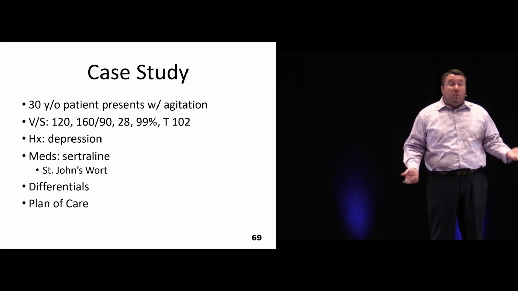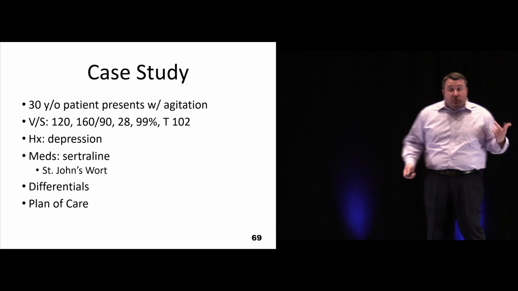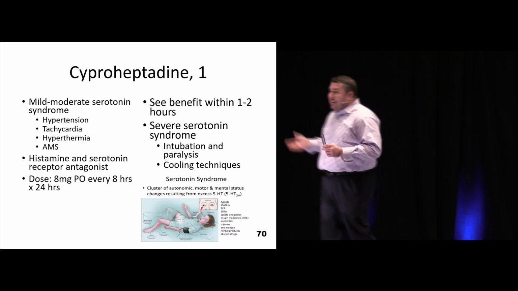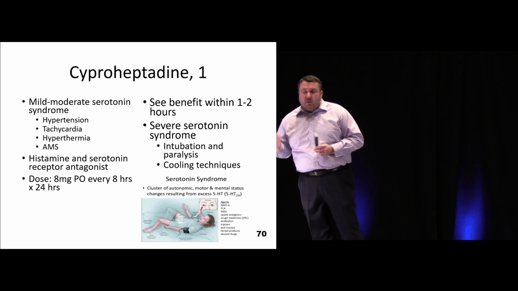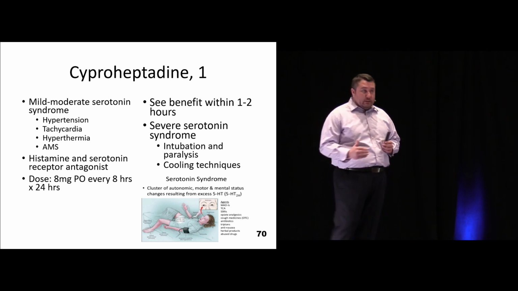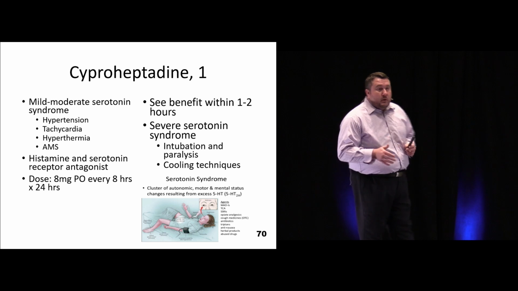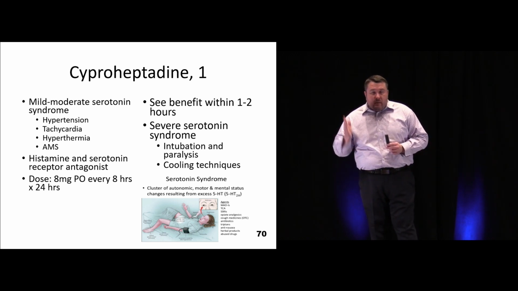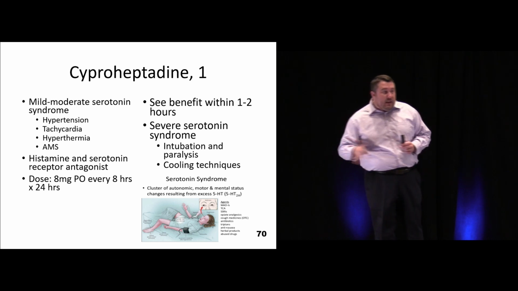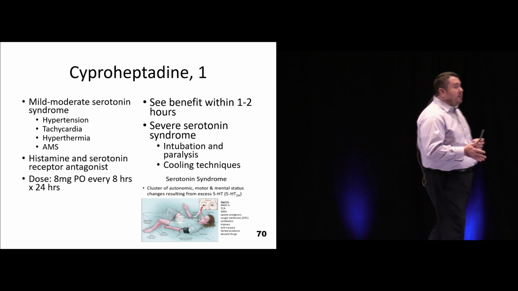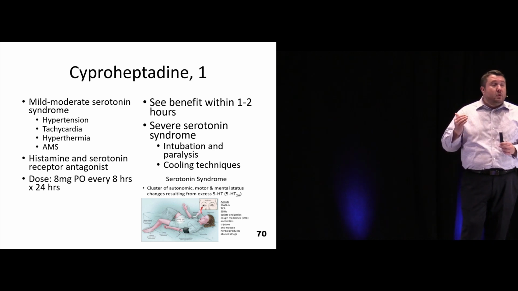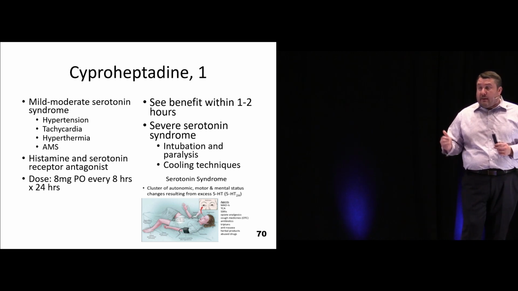Treatment is very supportive. But there is a drug we can consider giving. Cyproheptadine is an antihistamine that also has serotonin blocking properties. So if somebody comes in and it looks like serotonin syndrome, we may go ahead and administer benzos if they're seizing, secure their airway if it's not secured. But cyproheptadine can be given to antagonize the serotonin receptors.